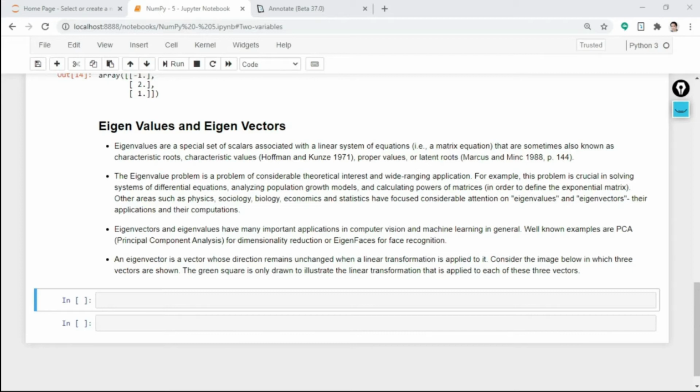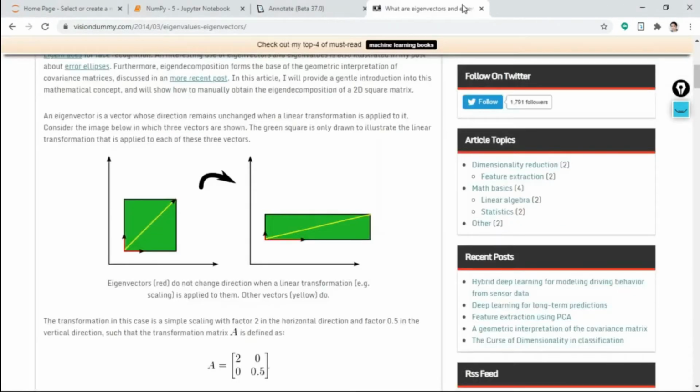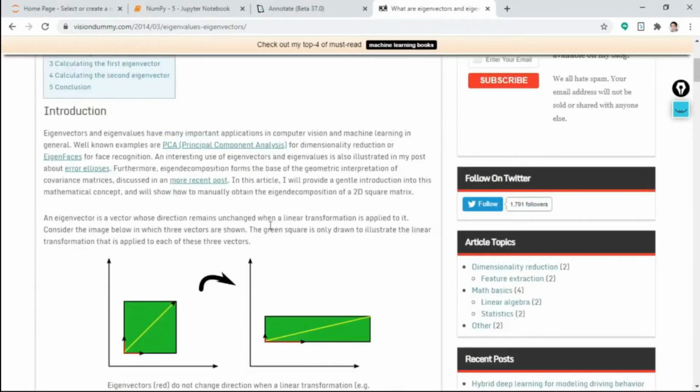So eigenvalues have many important usages. So let me just drag something from the internet to show you. Okay, so they have many important applications, especially in computer vision and machine learning. A well-known example is the principal component analysis. So this is for dimensionality reduction or feature selection. Or you can also use the eigenfaces for face recognition. So more on that in the next electives.